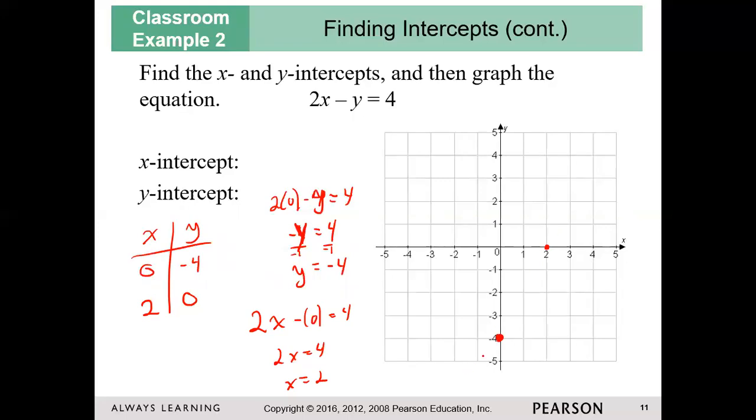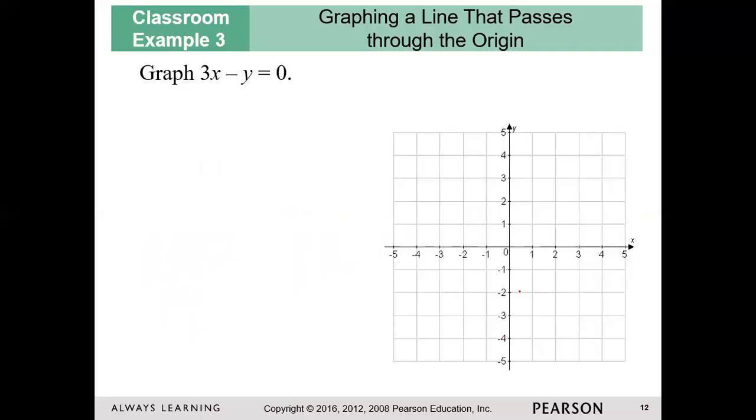So now we have our 2 points, and that is enough for us to be able to graph this line. Do our best. It's not as easy with these digital pens, and there we go. We have graphed this line effectively. All right, so let's go ahead and do this one now.